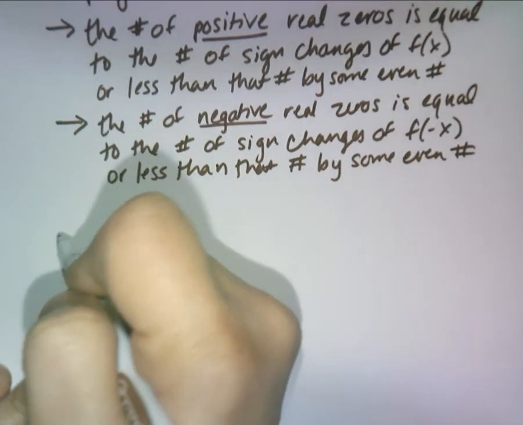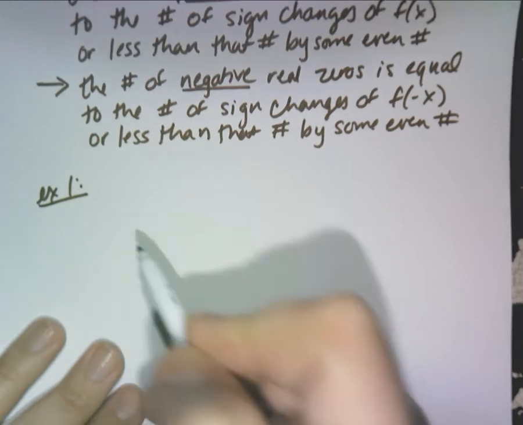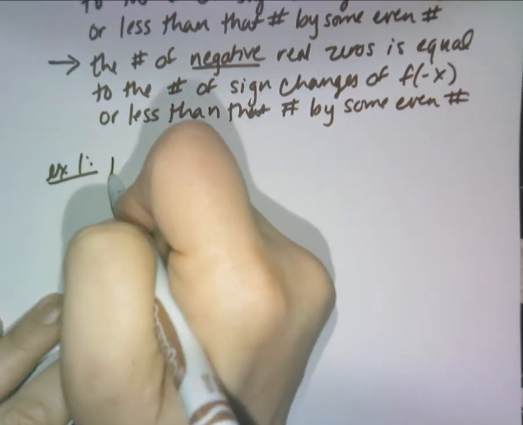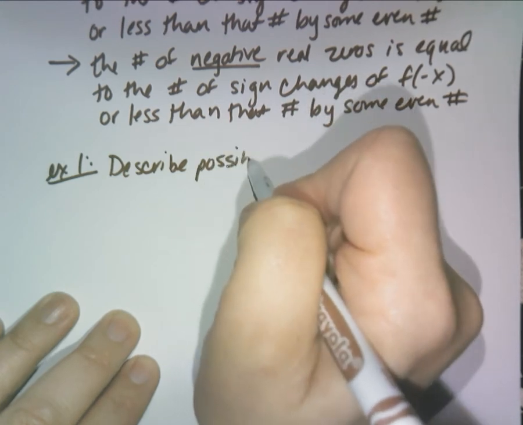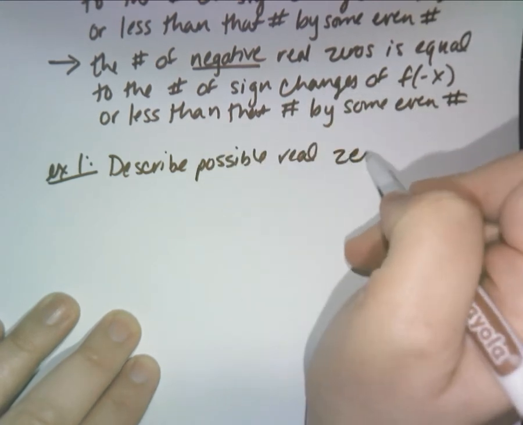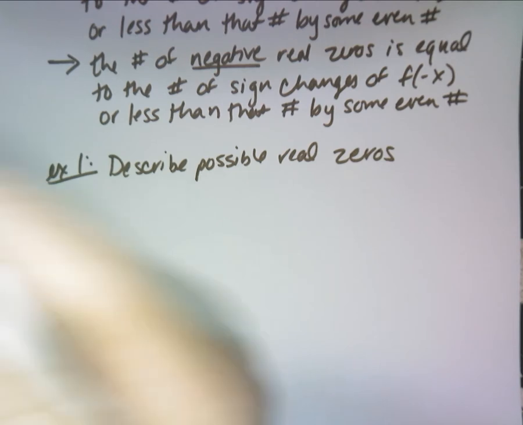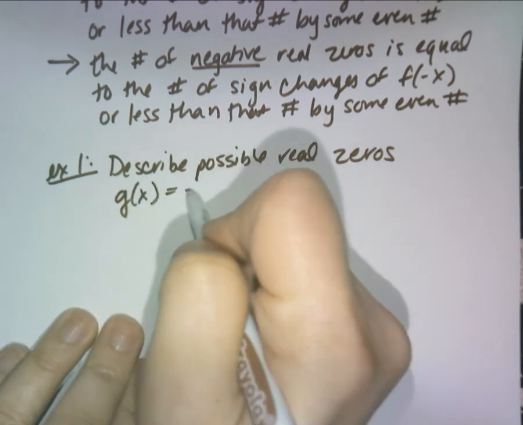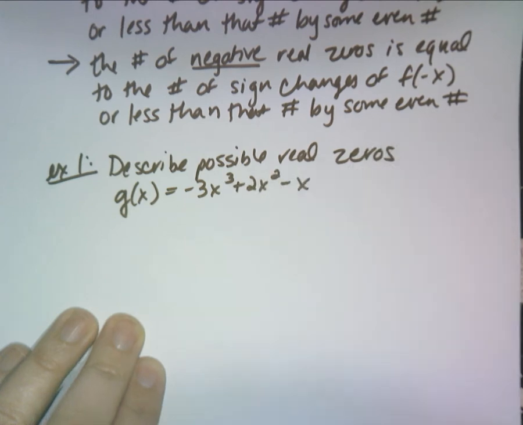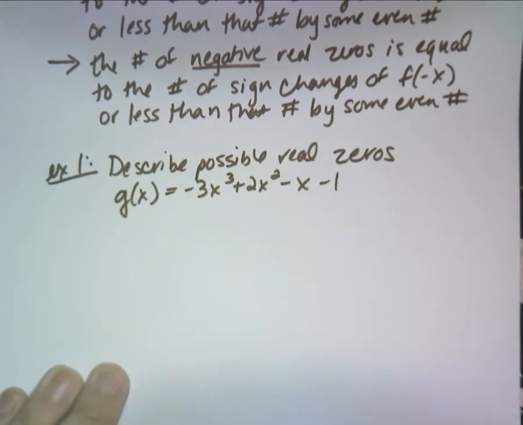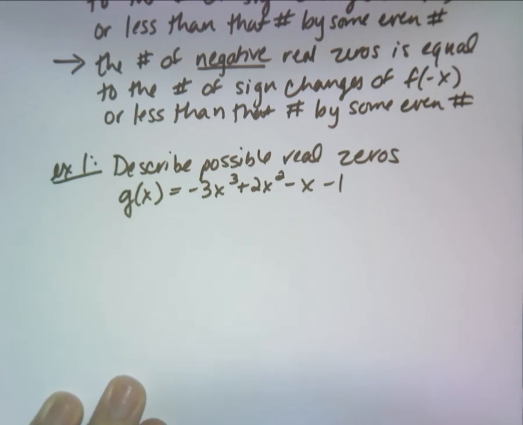All right, so here is an example of what you would have on a quiz or a test. They would say this: describe the possible real zeros of g of x equals negative 3x cubed plus 2x squared minus x minus 1. Describe them. Well, you could give me all the possible real zeros. Obviously, what would be your p? What did we learn last quiz? What's our p?